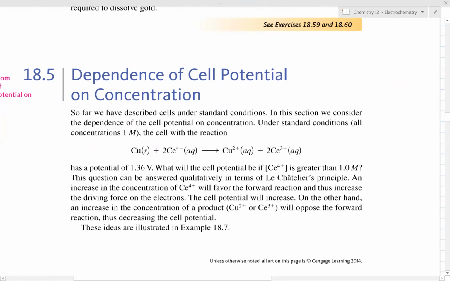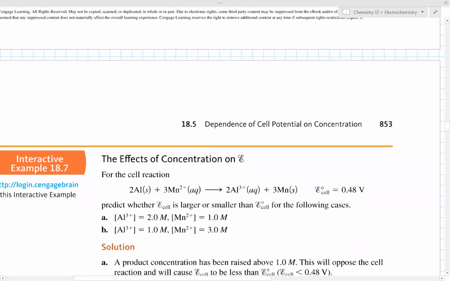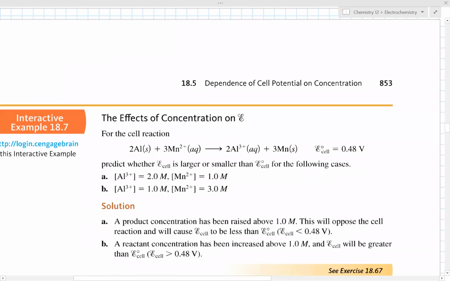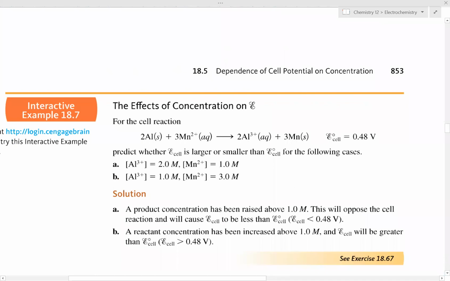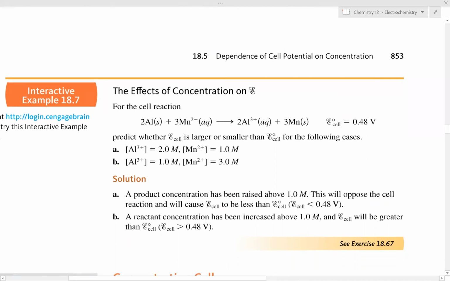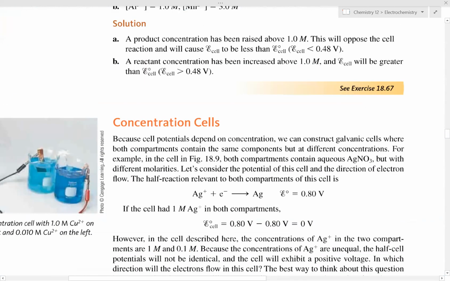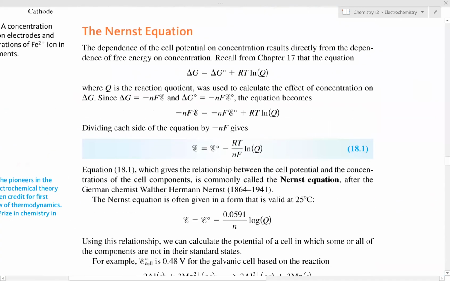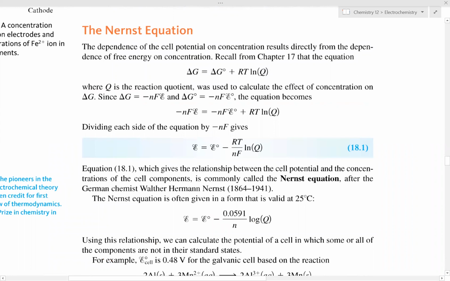If you take a look at the top of page 853, they talk about the effects. They give you a similar question to what I had done in the previous lesson, where the voltage will be greater or less than. But if you take a look on page 854 and scroll down, they talk about the Nernst equation. Notice here in the Nernst equation, they give you the two different forms, depending on which one you use.